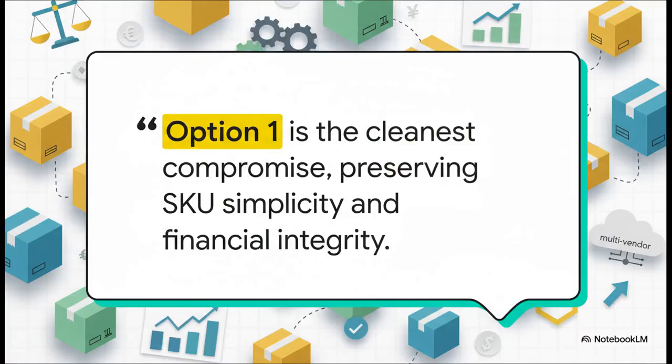And for that reason, my recommendation for most scaling companies is that option 1 is the cleanest compromise. It does exactly what you need it to do. It keeps your item master simple while giving you the financial integrity you need, and it sets you up with a scalable foundation to grow on. It just strikes the absolute best balance between financial accuracy and operational agility.